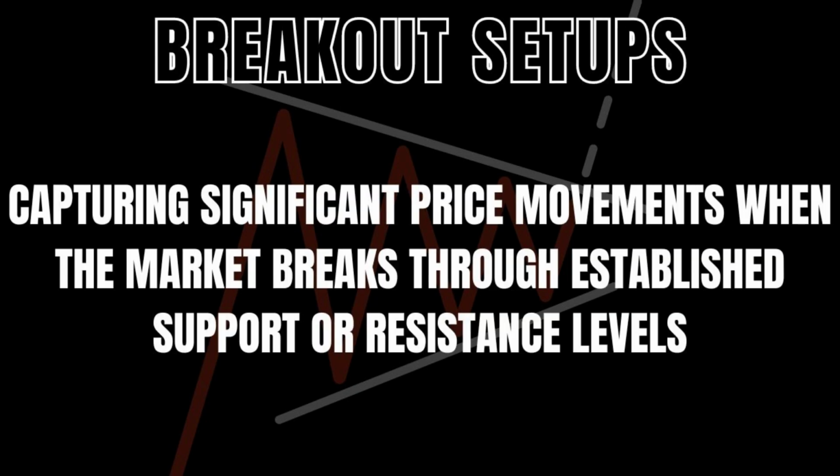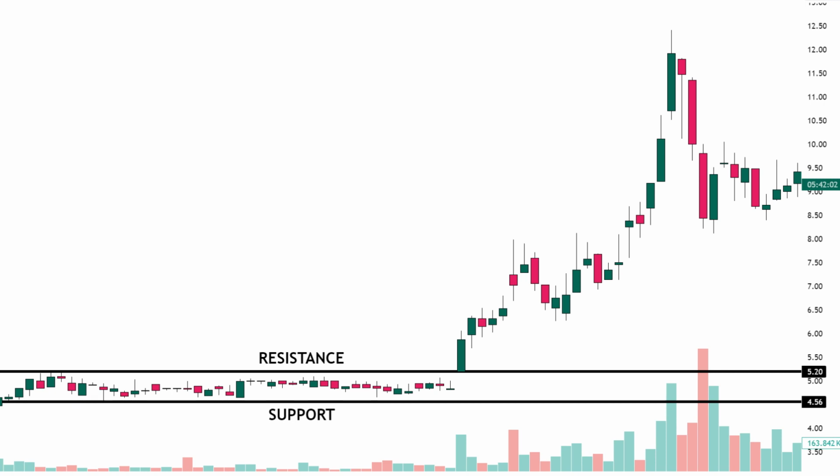You have breakouts. These are setups that look at capturing a price movement when the market breaks through established support or resistance levels. Sometimes these setups signal the start of a new trend. Sometimes they don't, they fail. So traders will watch for a consolidation or a trading range. You can see the defined boundaries on them. And a breakout occurs when price closes above these levels. If you see increased volume, even better.